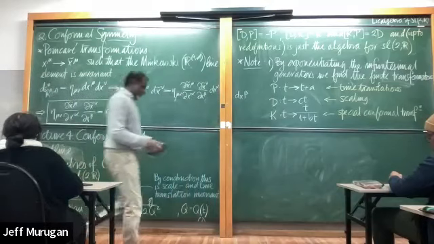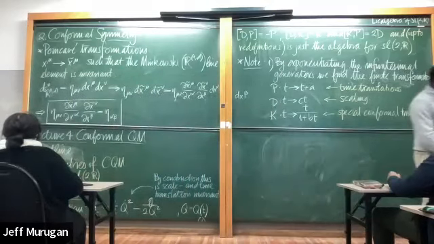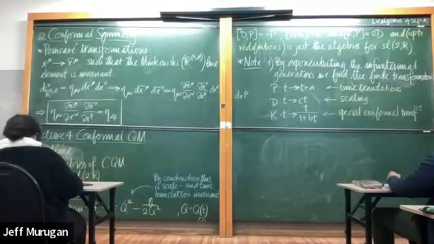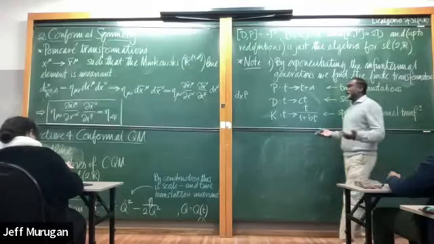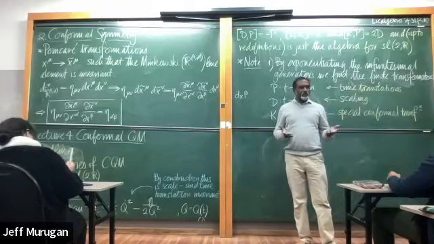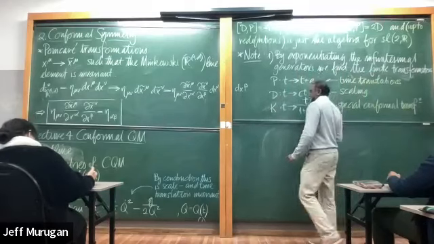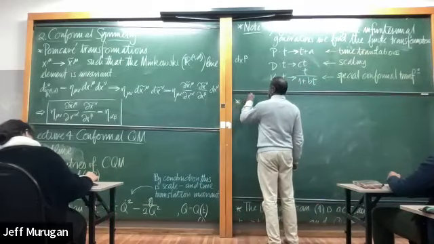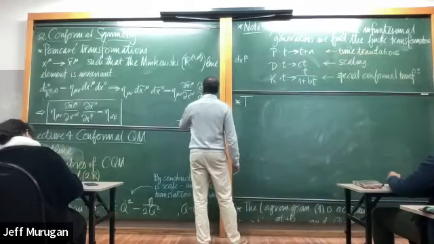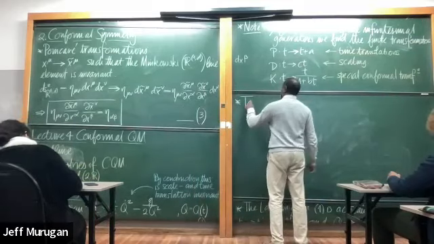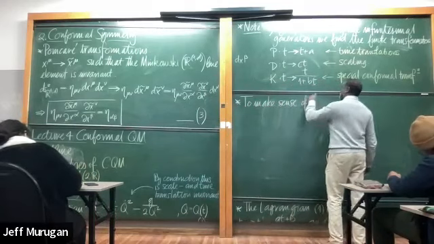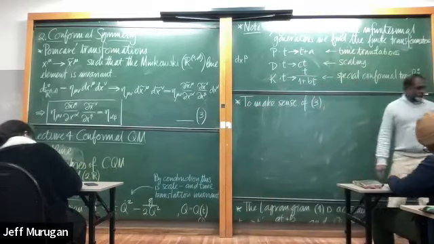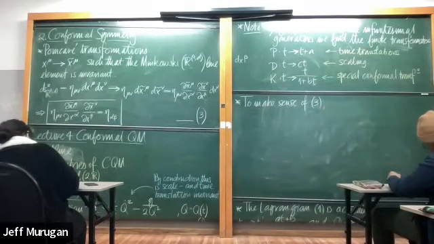So this is all well and good, but I'm trying to extract from this formula generators whose algebra I can calculate and from which I can figure out what transformation I'm talking about. So to make sense of this, what we normally do is restrict our attention to infinitesimal transformations.